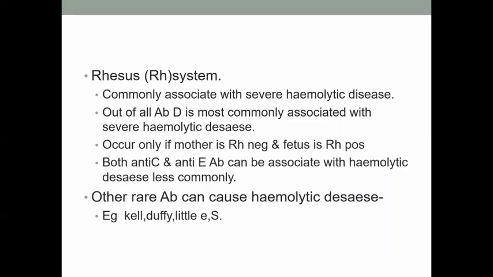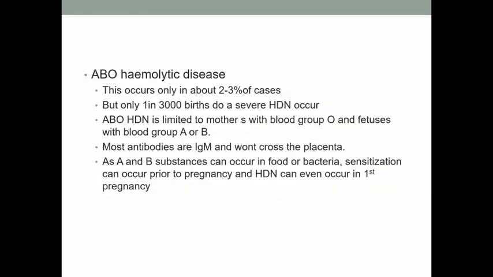And there are other hemolytic diseases as well. So whenever you get a hemolytic disease of the newborn, don't think it is anti-D. It can be Kell, Duffy, Little E, and S. So these are other systems of nomenclature for different types of antibodies, alloimmunizations that can happen and give rise to fetal anemia. And then you have to know a little bit about ABO hemolytic disease as well. Now, ABO hemolytic disease also is a hemolytic disease.